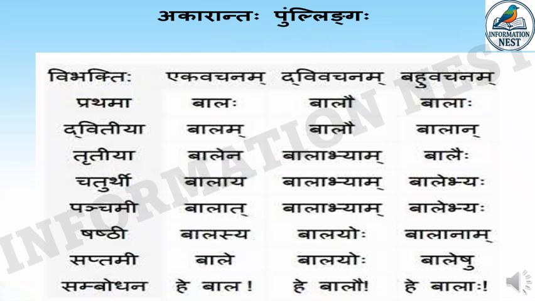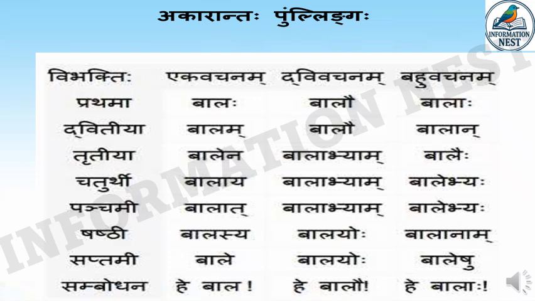Coming to Dvitiya Vibhakti, it specifies the object. If the action is happening to the boy, for example, I see the boy, we change the ending. It becomes Balam, Balau, Balan. Coming to the third Vibhakti, that is Tritiya, the instrument case. How do we say by or with the boy? We use the third case, Balena, Balabhyam, Balaihi. Notice the ena ending. It is a classic sign of the third case.